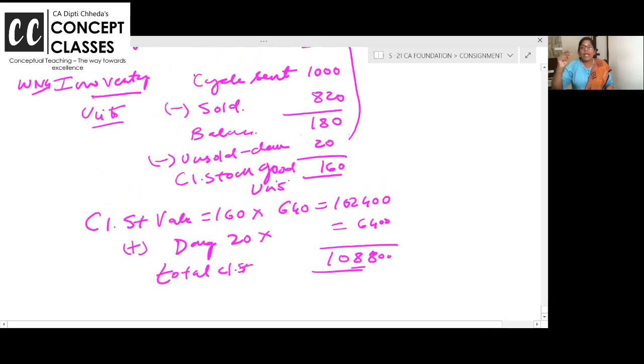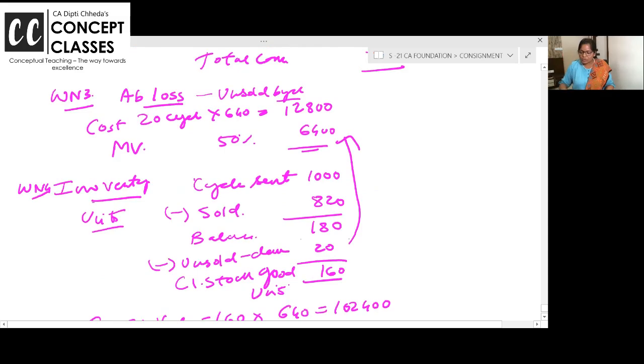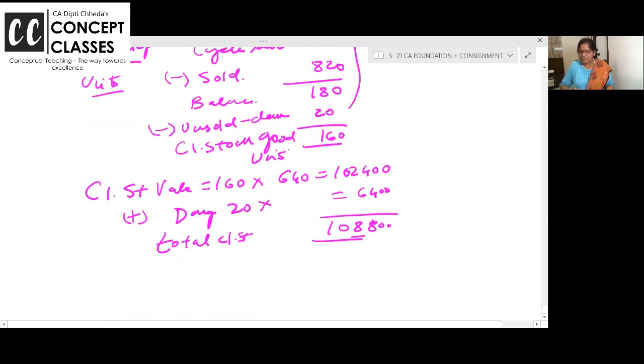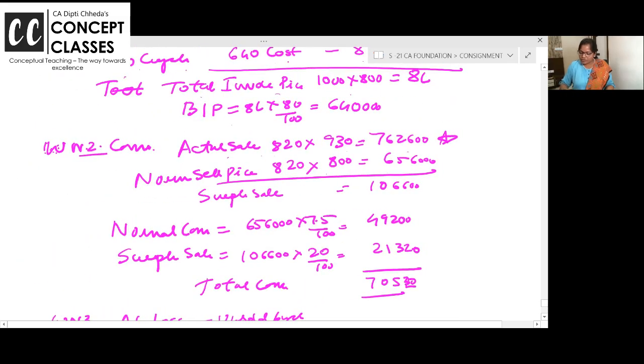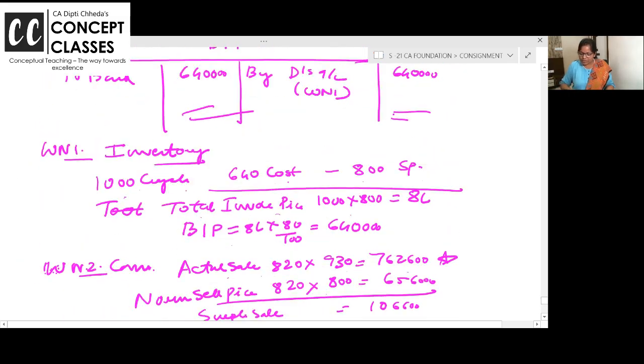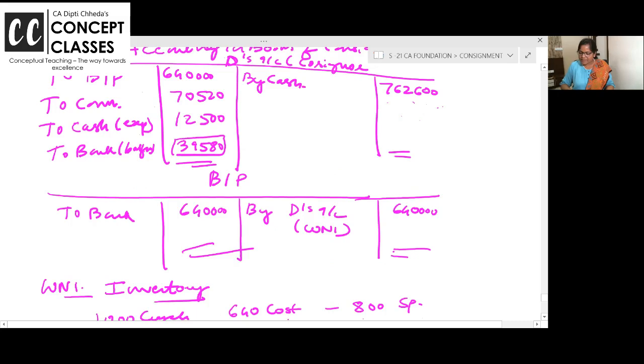Take your time. Any of you having doubt in working note 2? 1,000 bicycles I sent, 820 sold and 20 are still with you in damaged condition. 160 good units, and the 20 damaged are valued at 50%, kept separately. So this is your closing stock. And then actual sales, normal sales, commission calculation. The rest is easy.